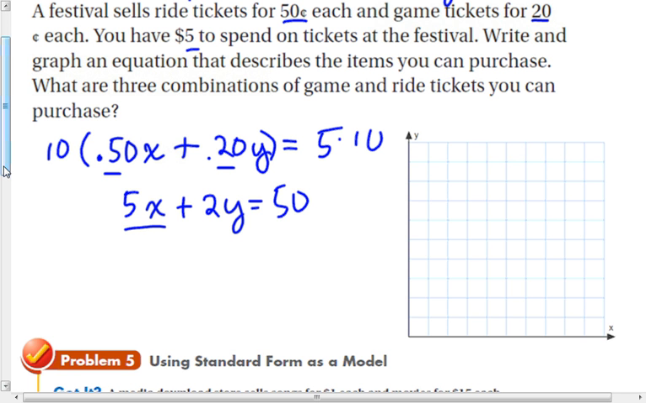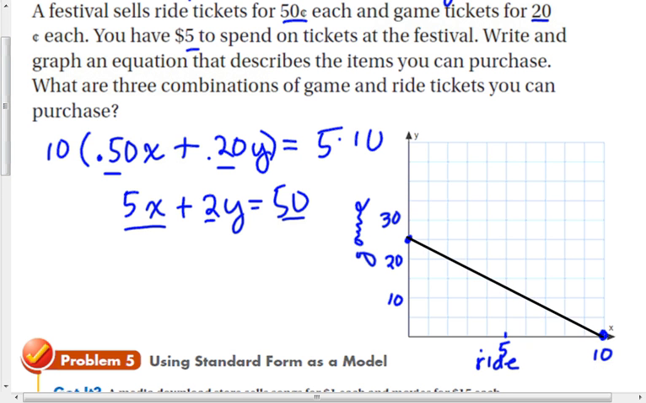And so if I put my number of ride tickets down here, and over here I put my number of game tickets, if I spent all my money, and we can just go up by ones here, I would be able to buy 10 of those. So this is out here at 10. This is 5. Okay? And now if I spent all my money on game tickets, those are 20 cents each. I could actually buy 50 divided by 2 is 25 of those. So I need a different scale here. I'm going to go by 5s on this axis. Okay? And I can buy 25 of those. Now, all other possibilities of how many I could buy are between those 2 points.